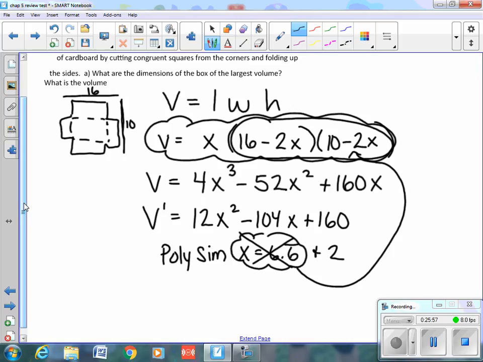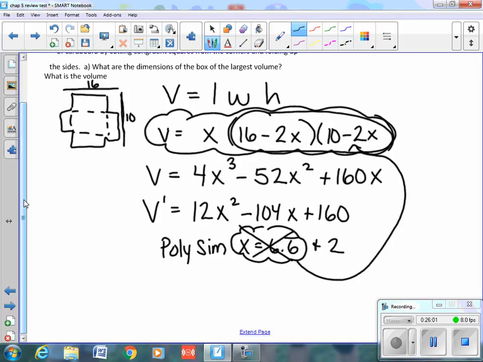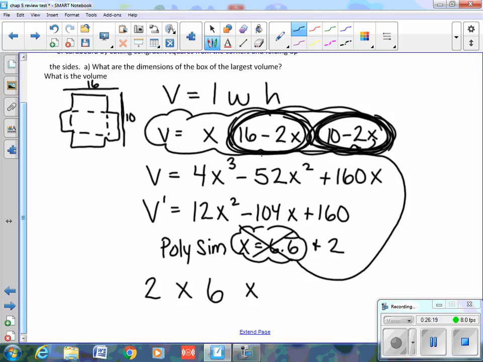You're going to plug 2 into this so you can figure out the dimensions. 2 stands for the height. So how do you get the width and the length? If I plug 2 in here, 2 times 2 is 4. 10 take away 4 is 6. And if I plug 2 in here, I get 4. 16 take away 4 is 12. And we are talking inches.